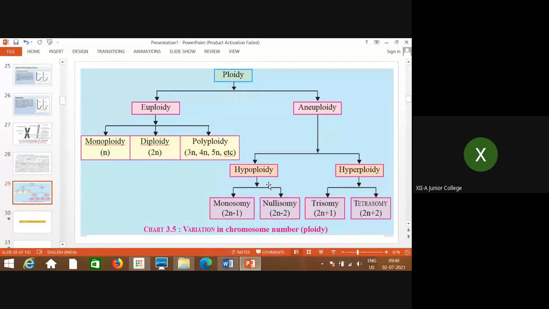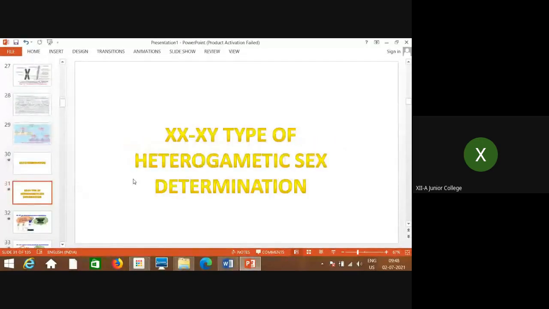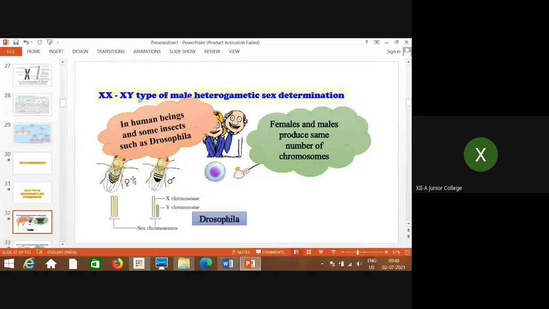Okay. So now the next thing we are going to study is sex determination in organisms. Now we'll talk about the next point, that is sex determination. Different ways of sex determination are observed in human beings, in birds, in insects. Now one by one we'll talk. That is the XX-XY type, which is observed in human beings.